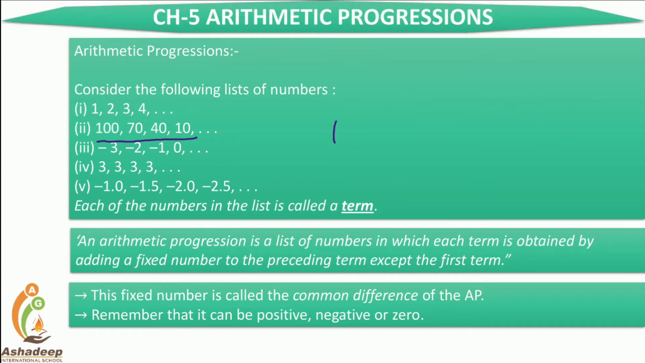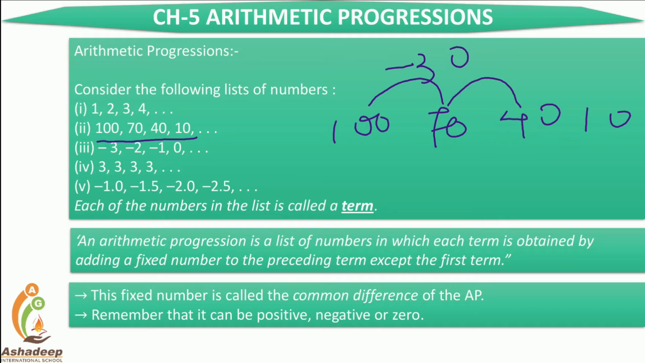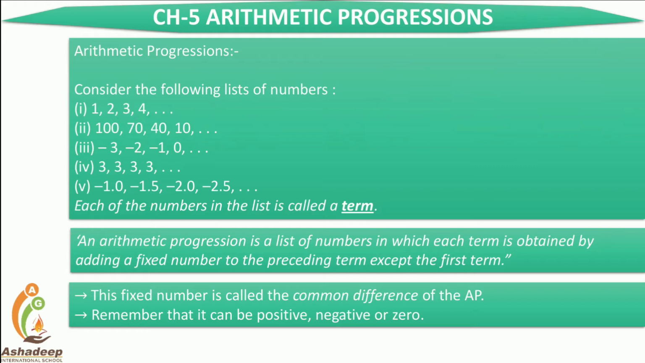Now, then 100, then 70, then 40, and then 10. How does this come? By subtracting 30. By subtracting 30. By subtracting 30. Here we add 1, here we subtract 30, then minus 3, minus 2, minus 1, 0.